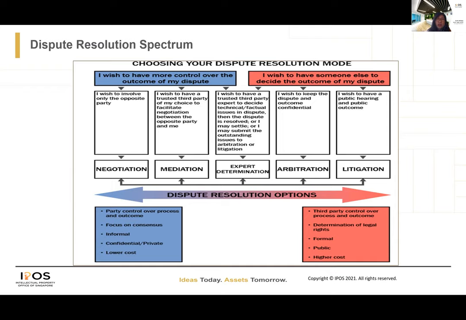And because of this, there are no forms to fill, no rules to comply with, no one that you have to appoint, so it is generally of a lower cost.